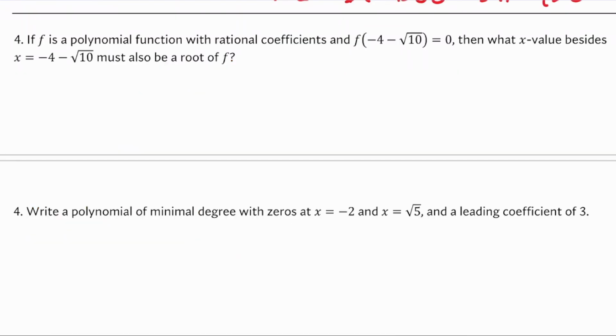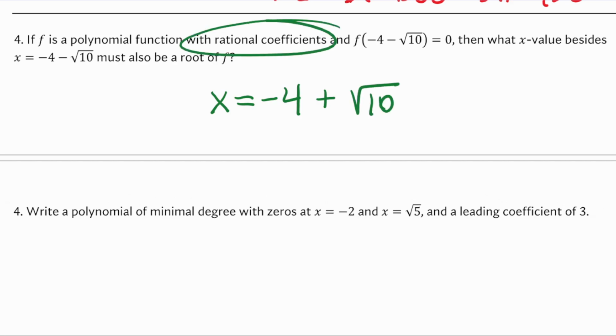F is a polynomial function with rational coefficients, and f of negative 4 minus root 10 is 0. What x value besides negative 4 minus root 10 must also be a root of f? X equals negative 4 plus the square root of 10. Okay, because of the rational coefficients and that fact there, those two things together tell me that there must be another one, and it has to be negative 4 plus the square root of 10.